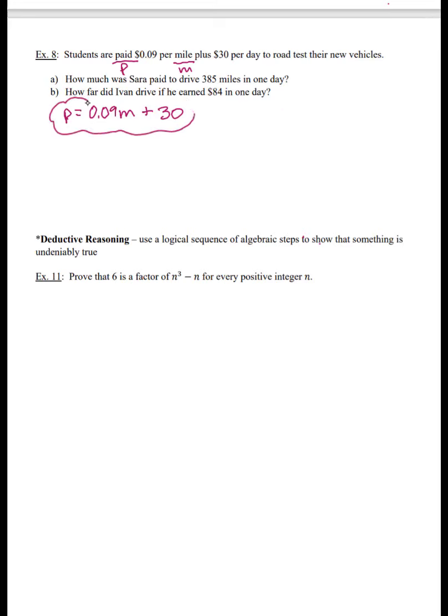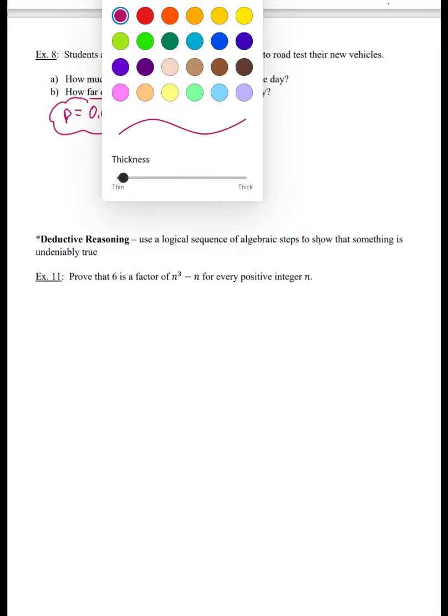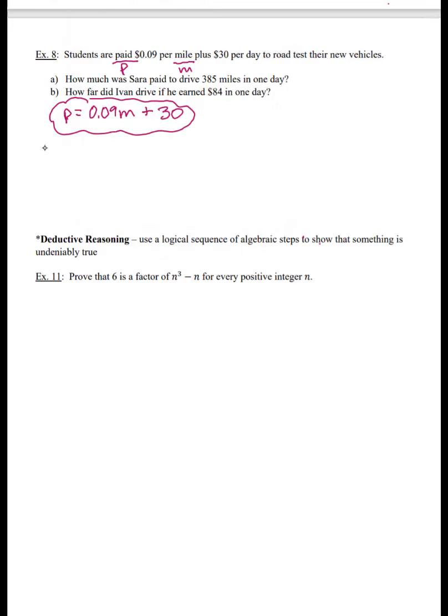And then we have an algebraic model that we could work with that allows us to substitute in either a number of miles or an amount that they were paid. And we have A and B are each of those. So then working with A, she drove 385 miles. The main thing with these algebraic models is just make sure you're substituting for the correct variable, which is why if you use letters that help you relate to the quantities they're representing, that helps you make fewer errors.